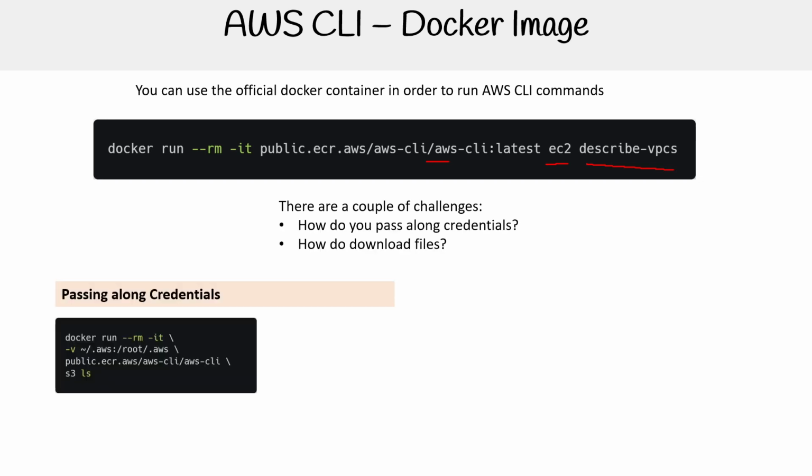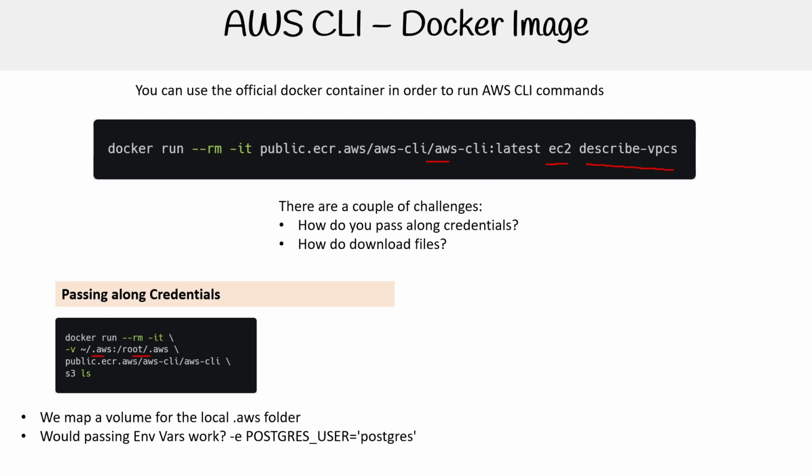So the first is we can pass credentials by specifying a file. So notice here, we're not specifying a file, but we're actually mapping the root volume. So here we're saying, let's get the .aws directory, and we're going to map it to /root/.aws, and that's going to allow the CLI command to automatically load your credentials files.